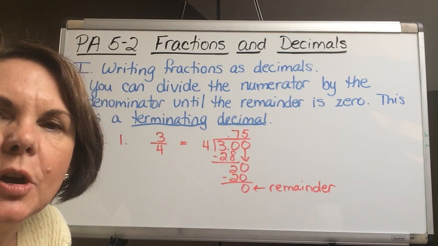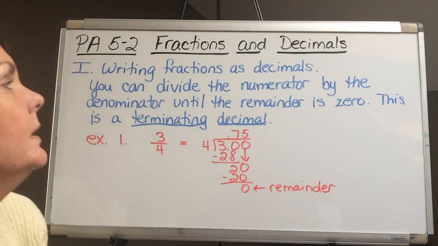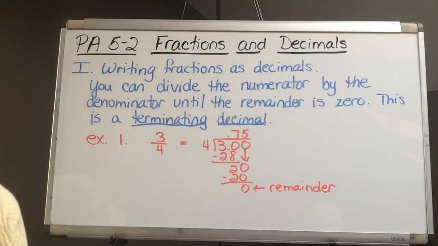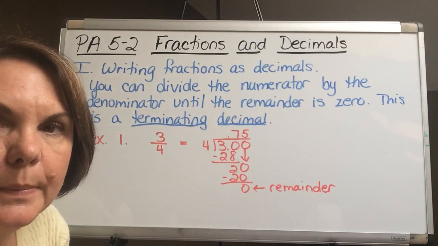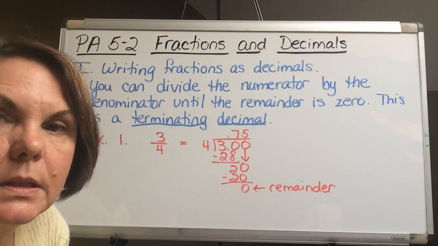Hi, today we're going to talk about fractions and decimals and how to convert between the two. So if you take a look, the first thing we're going to talk about is how to convert a fraction to a decimal. You can divide the numerator by the denominator. Okay, so the numerator is the dividend and the denominator is the divisor.